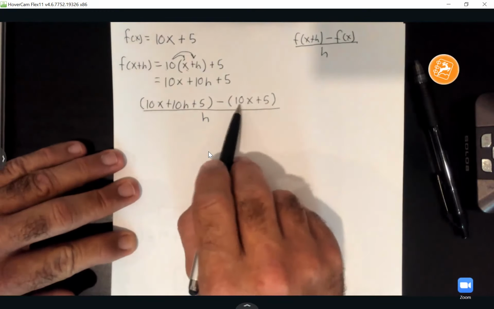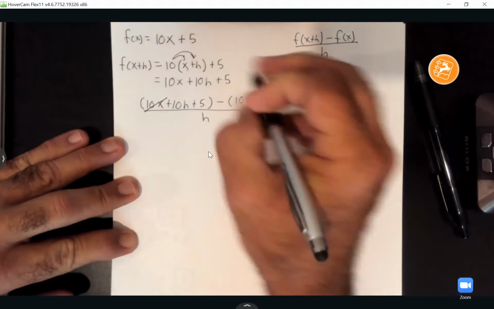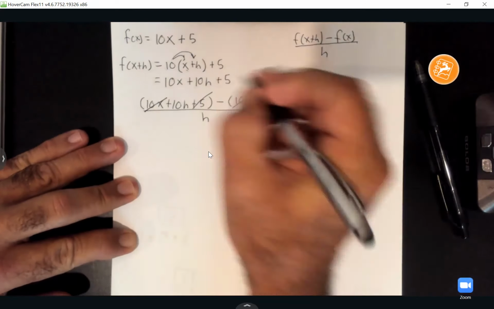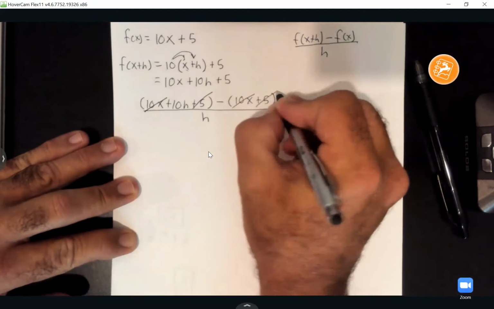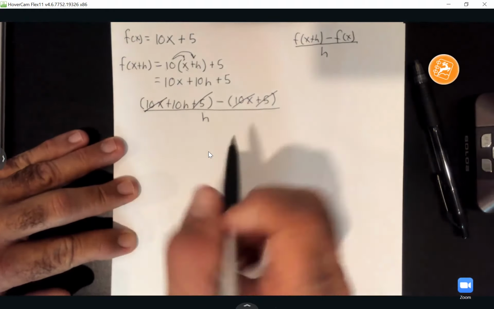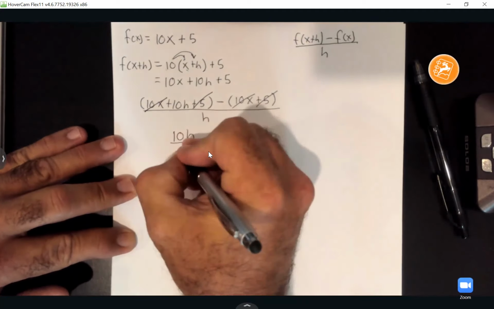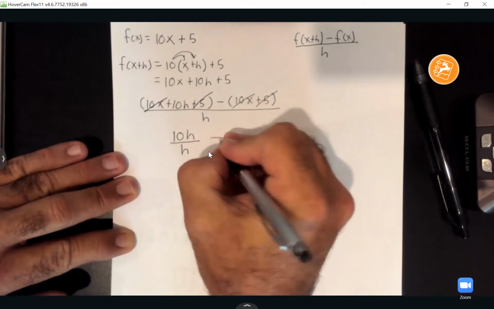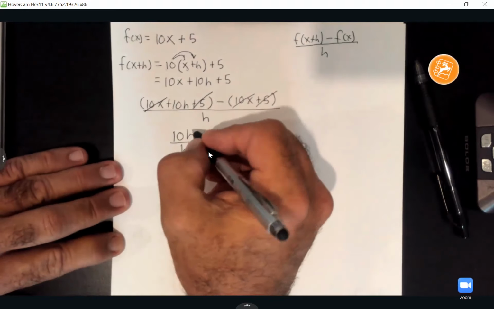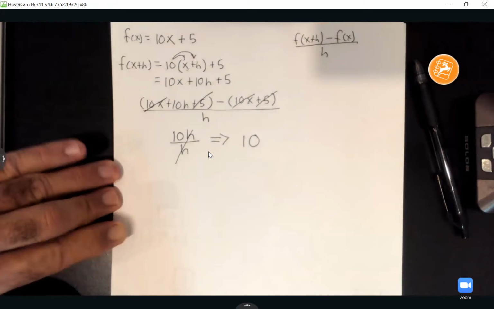So here we go. Both of these cancel with both of these in the first parentheses. The 10x cancels with the negative 10x. This positive 5 is going to cancel with this negative 5. Remember, at this point, all that's left are the h's. So I've got a 10h all over h. So guess what? The h's cancel, and my final answer is 10.